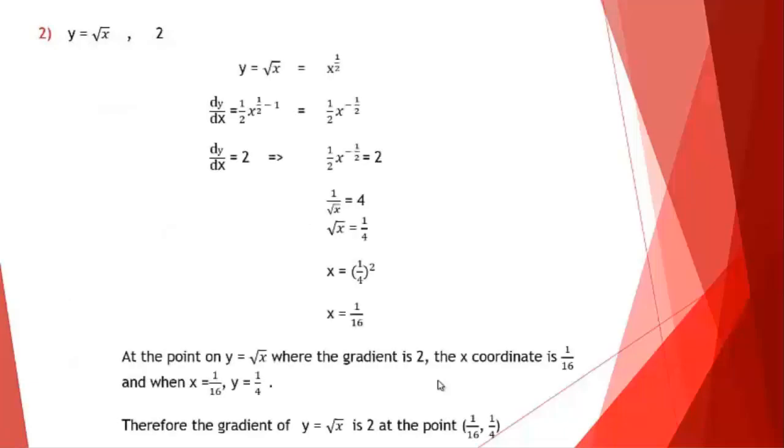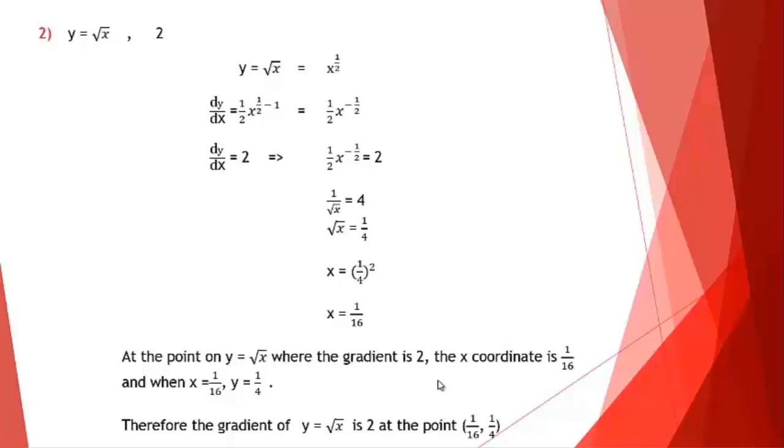y equals root of x. So the gradient value is given as 2. So y equals root of x, and root of x can be written as x to the power 1/2. So dy by dx equals 1/2 times x to the power 1/2 take away 1. Where we have done the multiplication of the power and taking away 1 from the power. So by simplifying the calculation in the power, we get 1/2 x to the power negative 1/2. And we have the dy by dx value, which is 2. So we equate the expression and the value, which is 1/2 x to the power negative half equals 2.